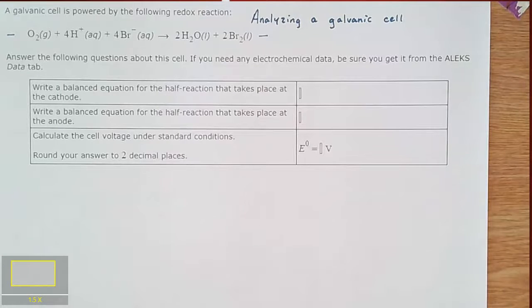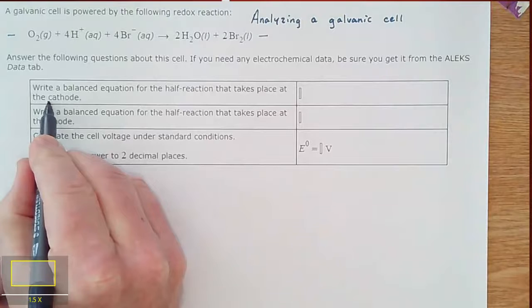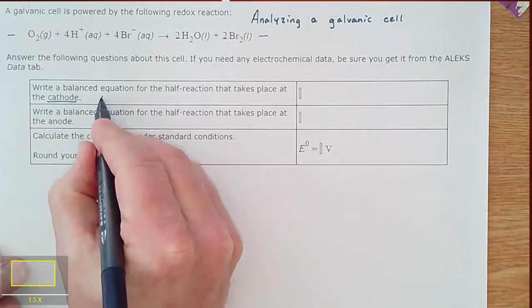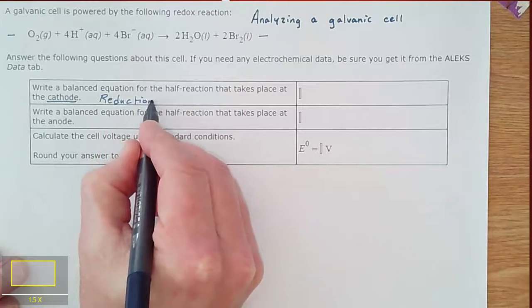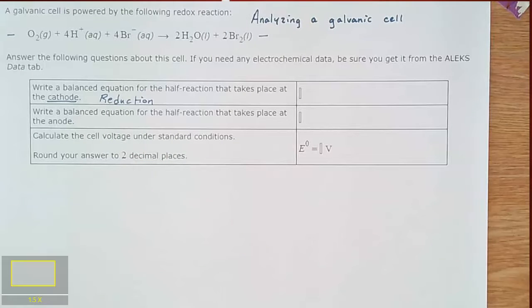So the first question is, it wants us to write a balanced equation for the half reaction that takes place at the cathode. Now you should recall by now that the cathode is where the reduction takes place. So what we're looking for in this problem is the reduction half reaction. So what is being reduced in the problem above? Let's go ahead and assign some oxidation numbers and see if we can figure this out.